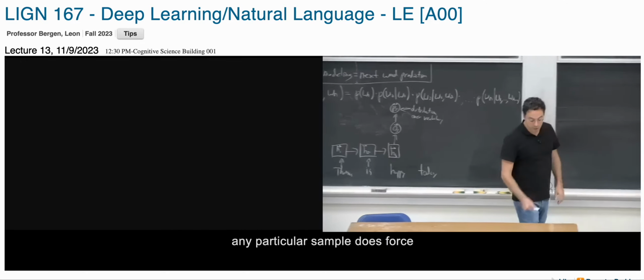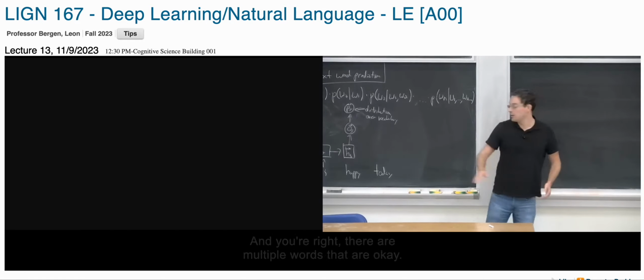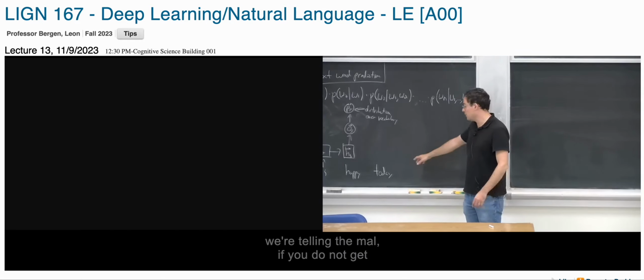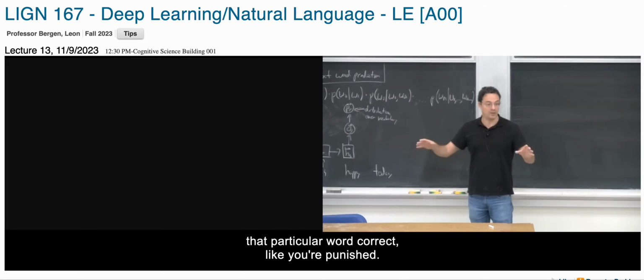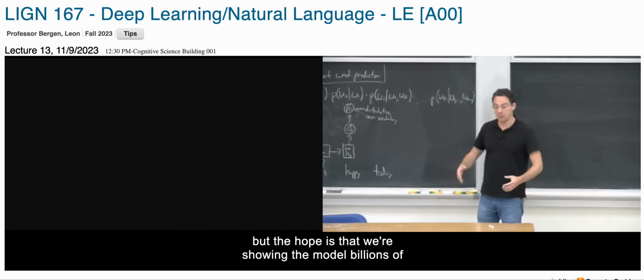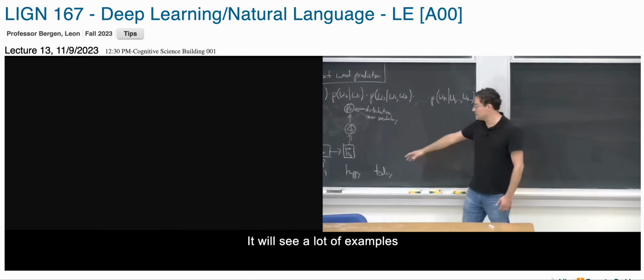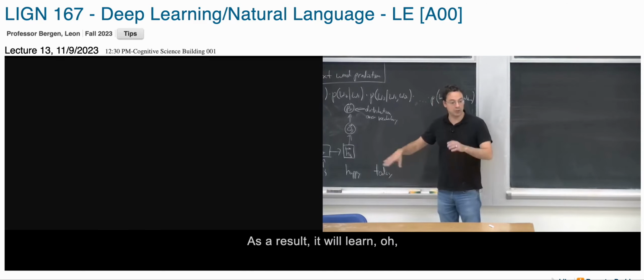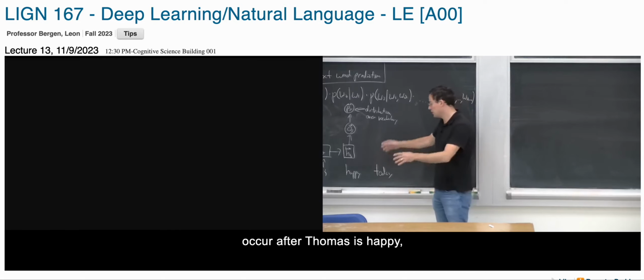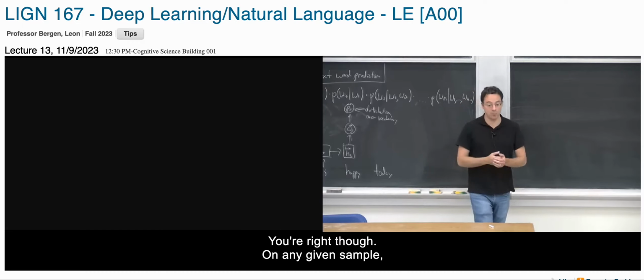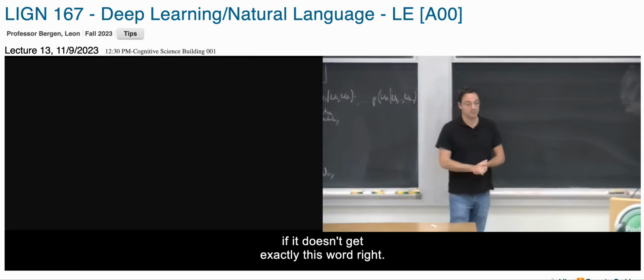What I would say is that any particular sample does force the model to make one discrete choice. And you're right, there are multiple words that are okay there. From the perspective of what we want the model to learn, any of those words is okay. We're telling the model, if you do not get that particular word correct, you're punished, right? So you might think that's not good, but the hope is that we're showing the model billions of different sentences. Over those billions of sentences, it will see a lot of examples similar to this where different words occur. As a result, it will learn that there are actually multiple possible words that occur after "Thomas is happy." But many, many words are not okay there. You're right, though. On any given sample, we are penalizing the model if it doesn't get exactly this word right.